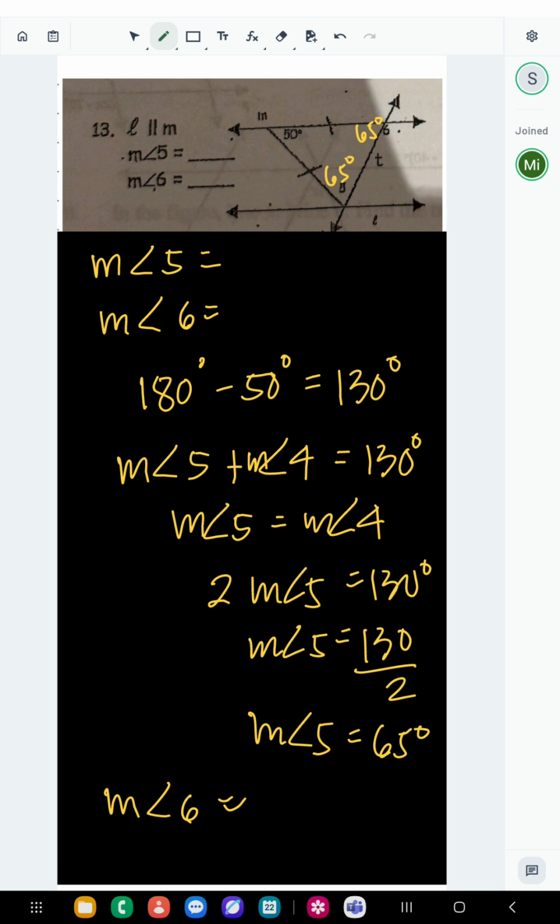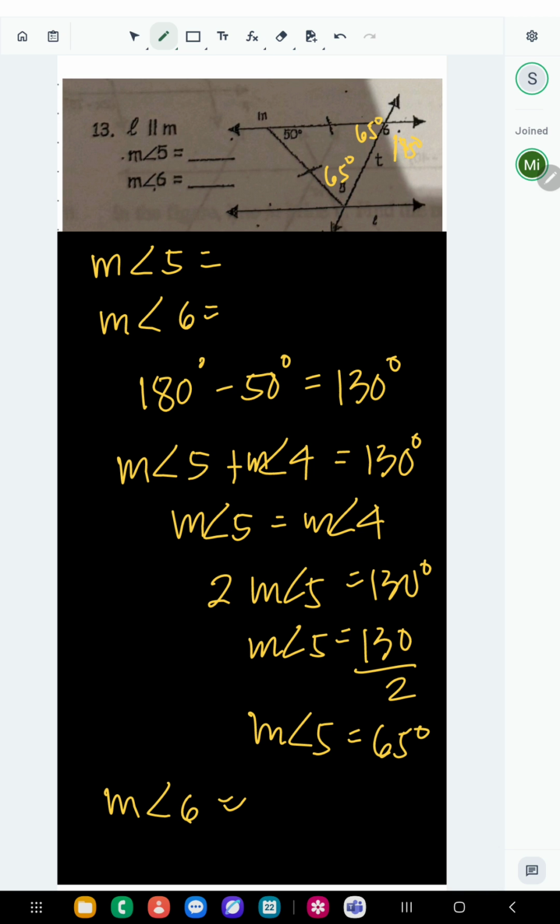Notice that it's a straight line because it says L and L is parallel to M. The measure of angle 6 is, when you add up 65 and angle 6, they should add up to 180 degrees. Yes, it's 115 degrees.